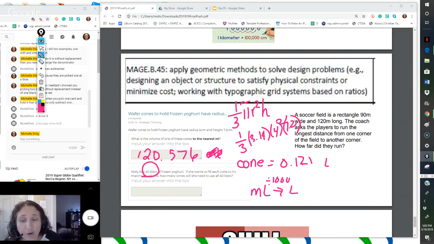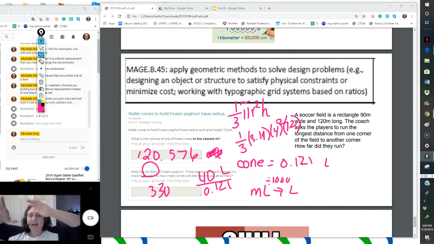So here, if they tell you 40 liters, you're going to do 40 divided by the 0.121, and that's going to give you that you can get 330 total ice cream cones out. Let me say that again, because I think I didn't copy the whole question down. In this case, first we had to figure out the volume of the cone. Then from the volume of the cone, we had to take the total number of liters and divide that out to find out how many cones we could get.